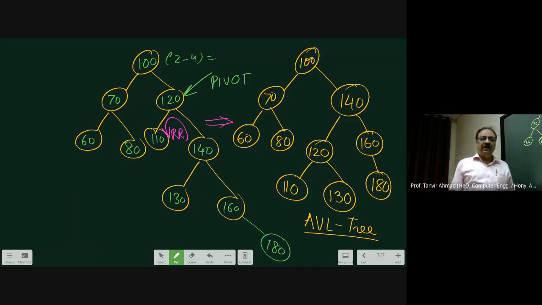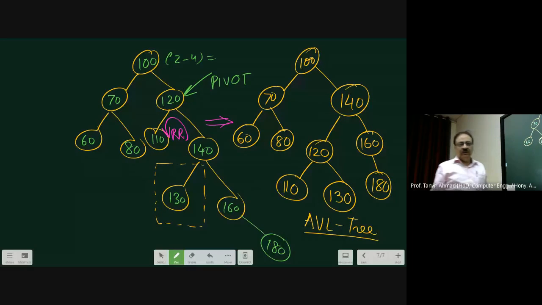By this method, you can make sure that this tree converts into an AVL tree. Anything which could have been here, the whole subtree, you will put at the right of 120. Either there is one node, or two nodes, or three nodes, or n number of nodes. This entire box that I made has to be copied as it is at 120. And this is how you are going to make an AVL tree.